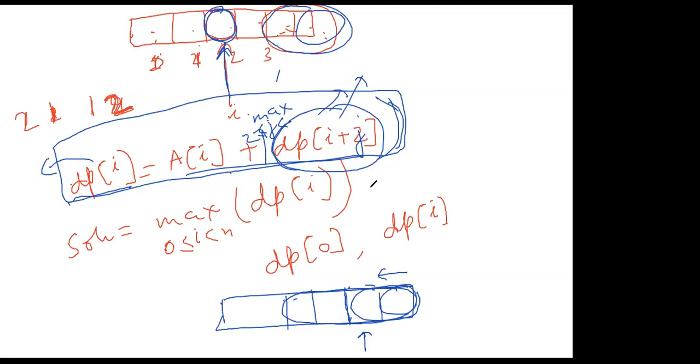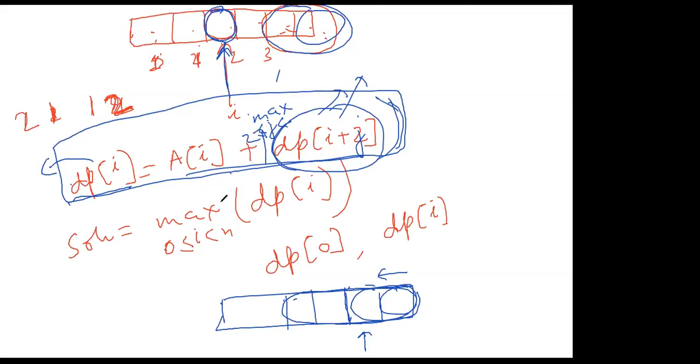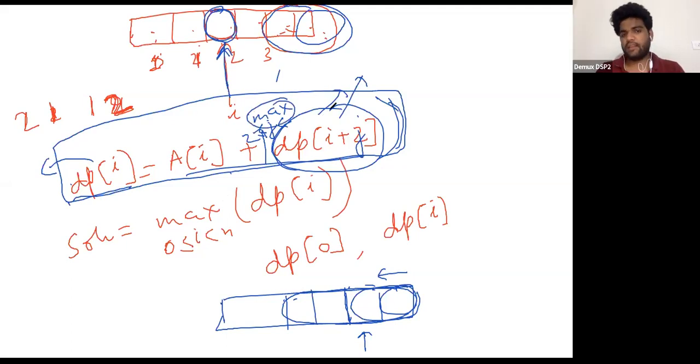Sir, by this approach, how can we ensure that there are no alternate houses? That's what we are keeping. This is the maximum that we are keeping, right? So everything that we have gotten from I plus 2 is the maximum. So from I, you could include I and you could include I plus 3.